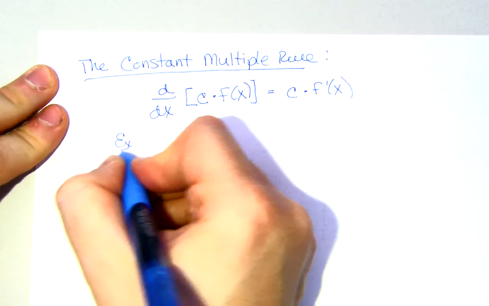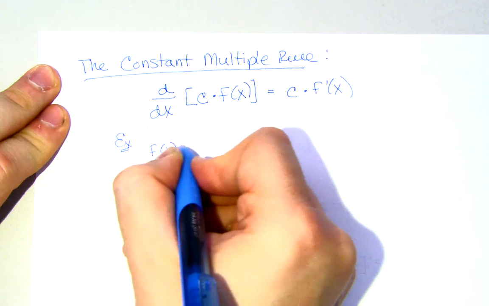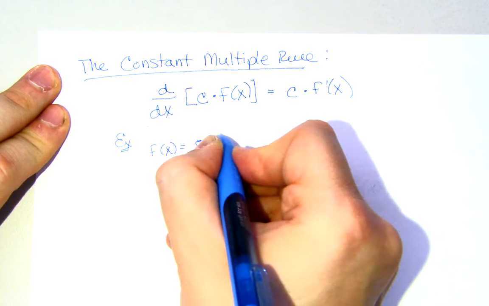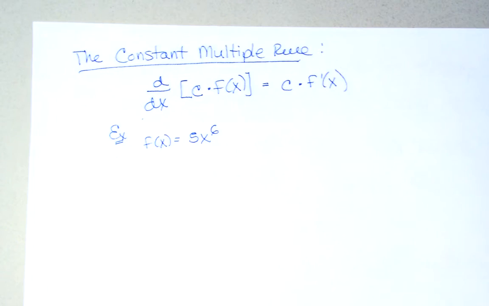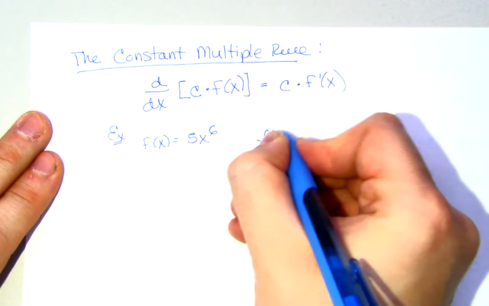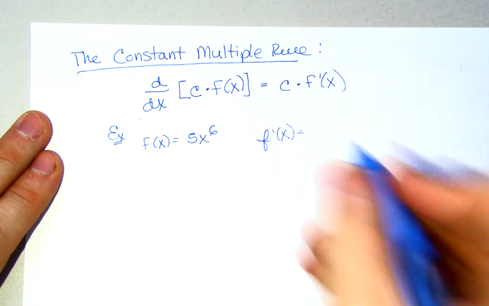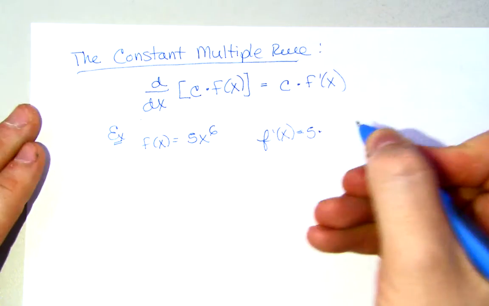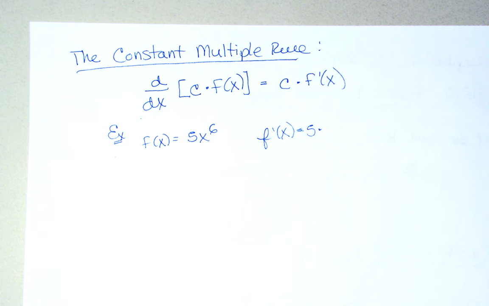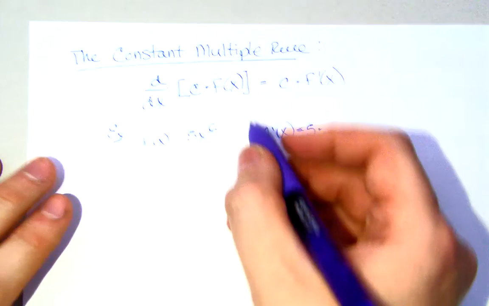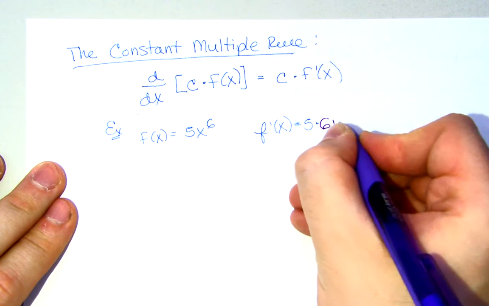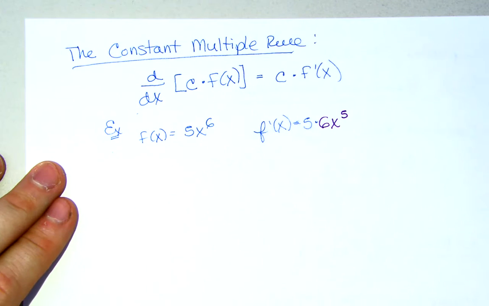For example, if we have f of x, which equals 5x to the 6th, and I want the derivative of this, the constant multiplier rule, or the constant multiple rule, says I'm just going to leave that 5 out front. Times, well, what's the derivative of x to the 6th? Move the power out front, so move a 6 out front, x to the 1 less power, 5 times 6x to the 5th. Which, of course, you're not really going to tell me. You're really going to tell me 30x to the 5th.